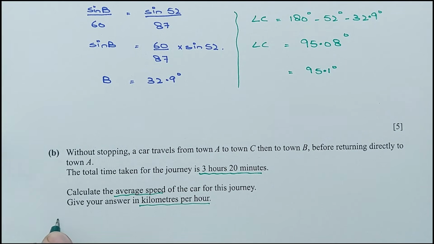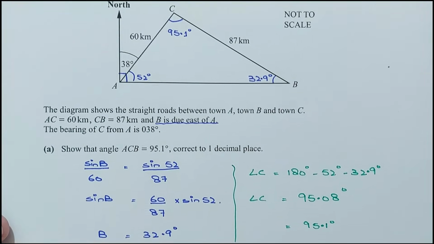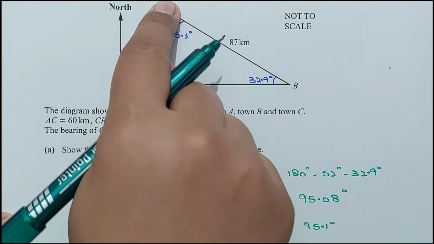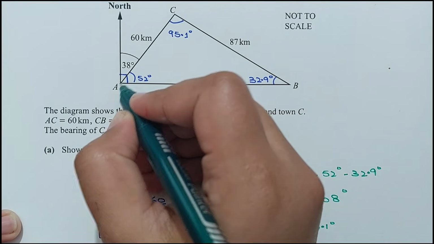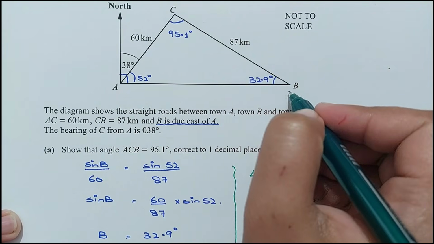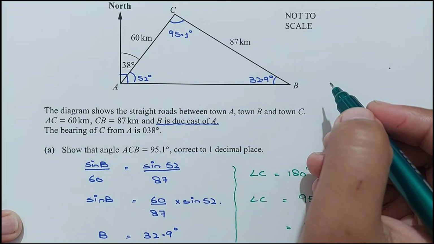Okay, so we know that average speed is total distance traveled over total time taken, right? Without stopping, a car travels from town A to C, and then to B, and then to A. So the total distance is A to C, which is 60 kilometers, C to B is 87 kilometers, and we have to find AB or BA. That would be the total distance, and the total time we have been given.